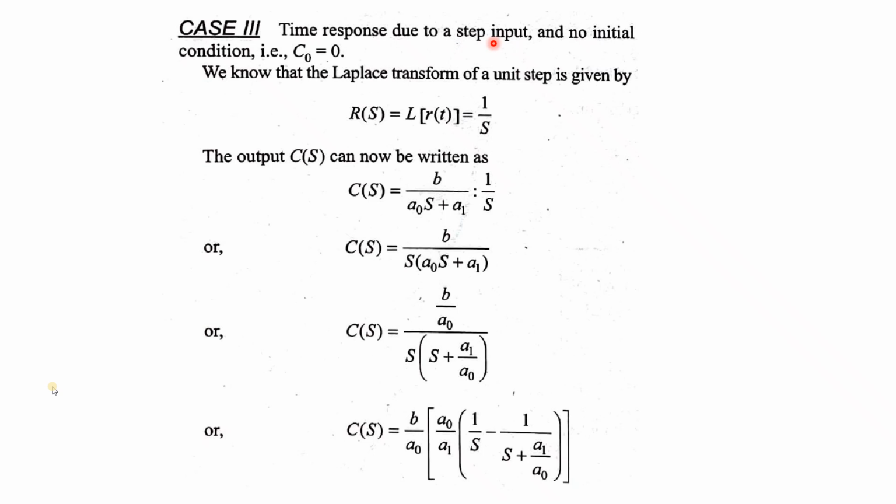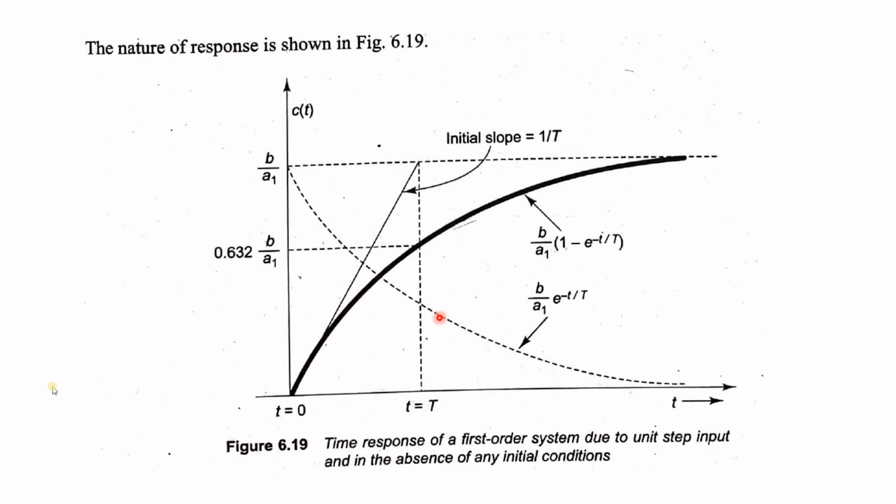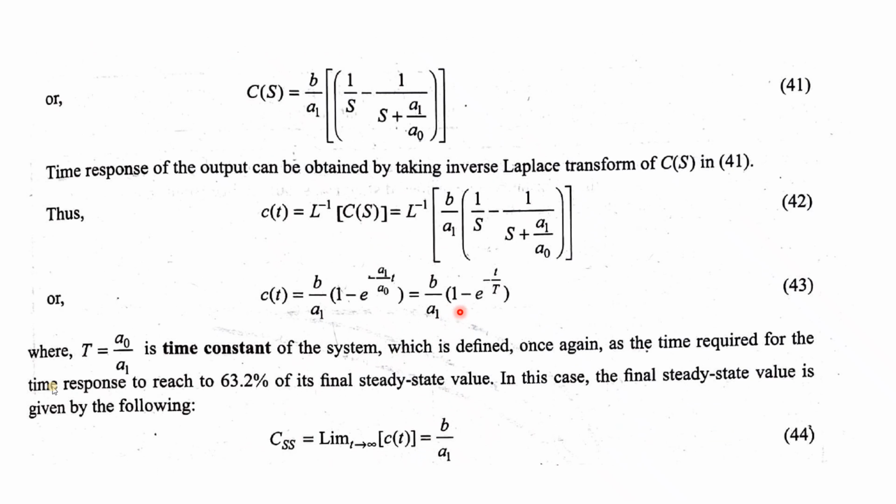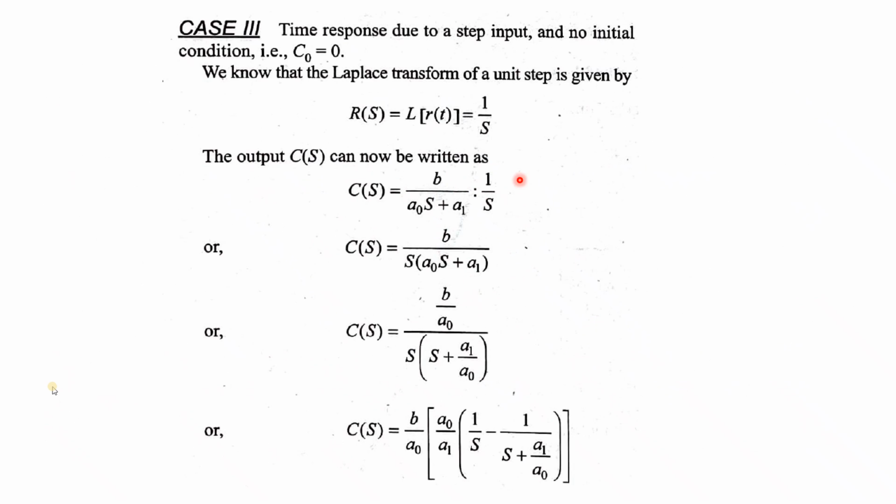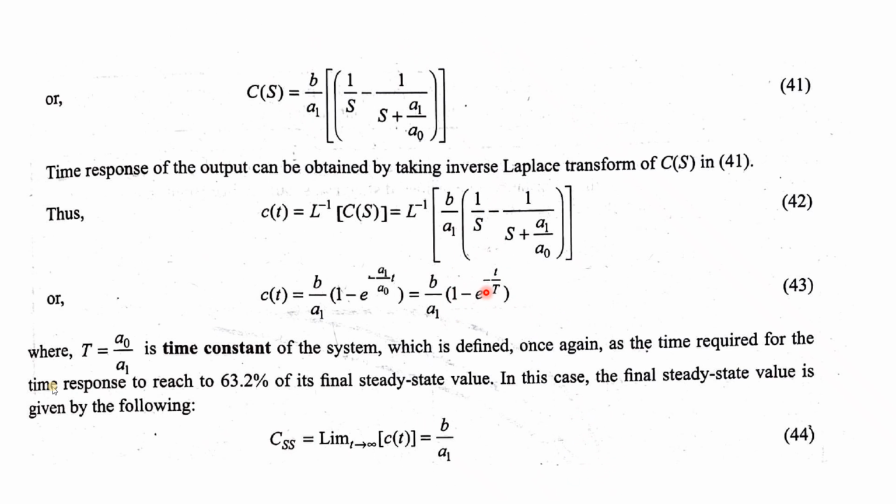If you give a step input, or unit step, then it is 1 by S, initial condition 0, then Rs is 1 by S, so our equation becomes this one. In this way you have to observe how your system operates. The step response will be exponentially increasing. 1 minus this one is our output. I'm just skipping this part because I think you can understand. If I share the notes with you, you will be able to understand. It is quite easy. Because you see over here, 1 minus e to the power minus t by capital T.